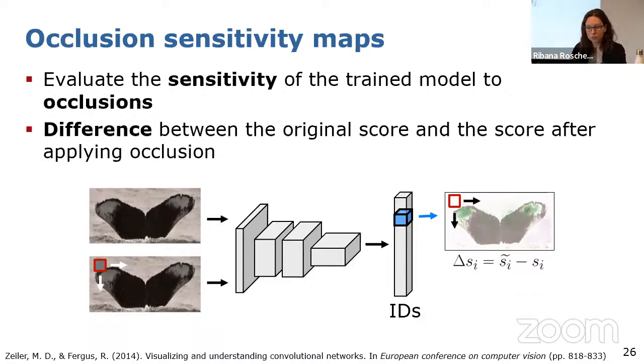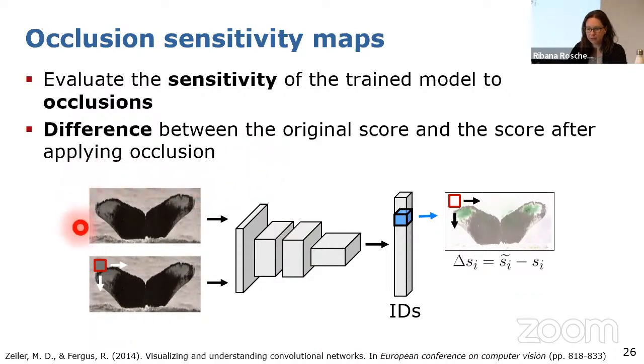But first, the first method is occlusion sensitivity maps. I'm a big fan of occlusion sensitivity maps because they have really good behavior, and for most of the applications I used them for so far, we got good results. So what do occlusion sensitivity maps actually do? They evaluate the sensitivity of the trained model to occlusions. It's a post hoc method, and you see how the output changes when you change the input. It analyzes the difference between the original score and the score after applying an occlusion.